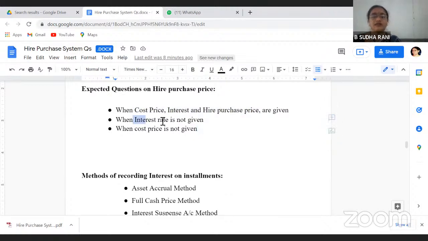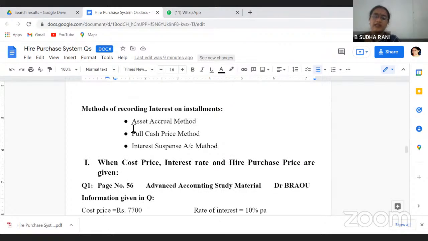And sometimes in the question, the examiner will not give you the interest rate. Then if the interest rate is not given, how to calculate? And if cost price is not given, how to calculate? So these are the recording of transactions. I'll talk to you about that in a short while. It's so simple.